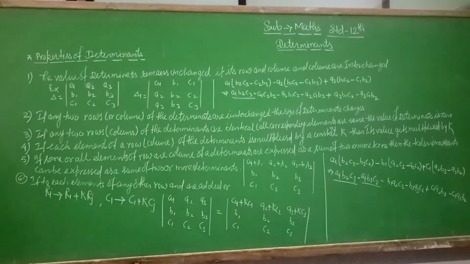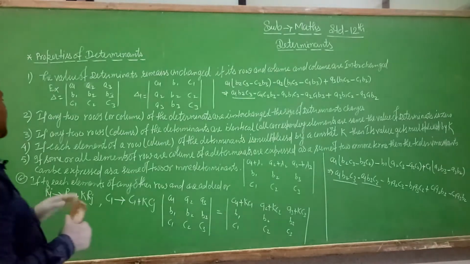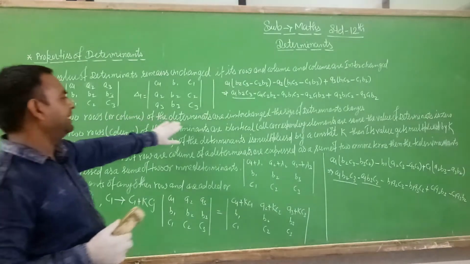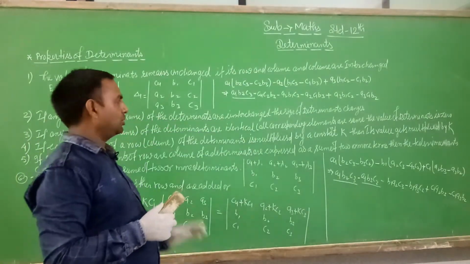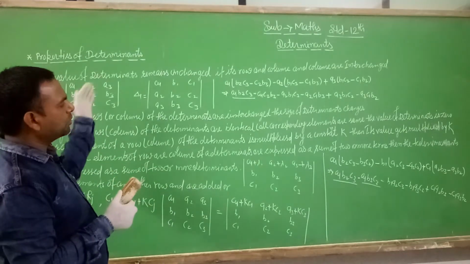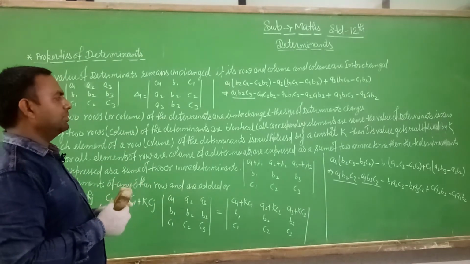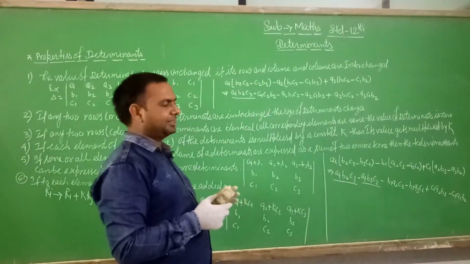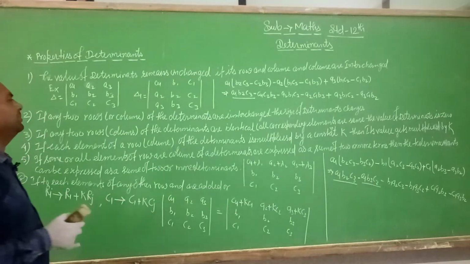The second property is that if any two rows or columns of the determinant are interchanged, either two rows or two columns, then the value does not otherwise change, only the sign of the determinant will be changed.